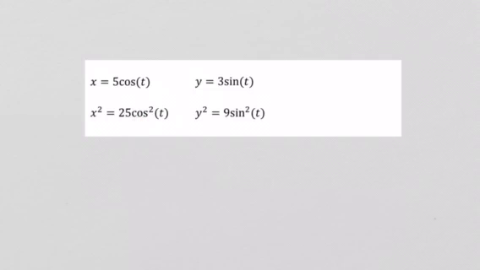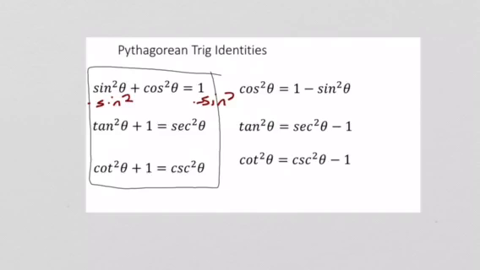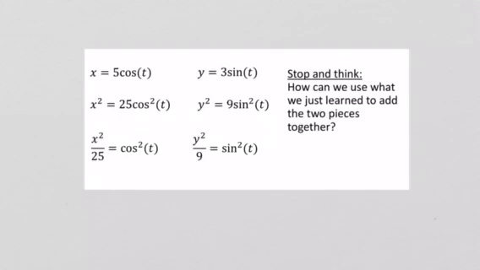So now I have x squared equals 25 cosine squared, y squared equals 9 sine squared. But then the next thing I notice in my Pythagorean trig identities is that there's no coefficient in front of my sine or cosine. It's just a coefficient of 1. So if I want to just get sine squared and cosine squared, I need to divide my 9 over, I need to divide my 25 over. So I divide by 25 on both sides, I divide by 9 on both sides. And now I have x squared over 25 equals cosine squared, y squared over 9 equals sine squared.